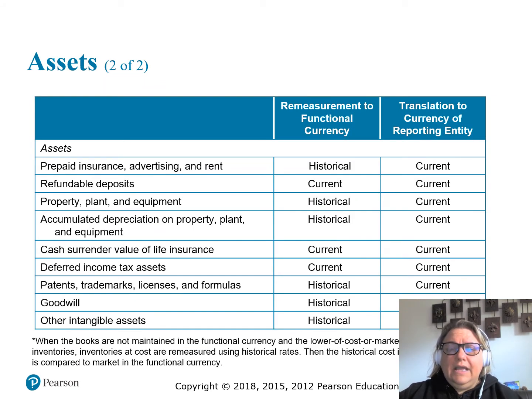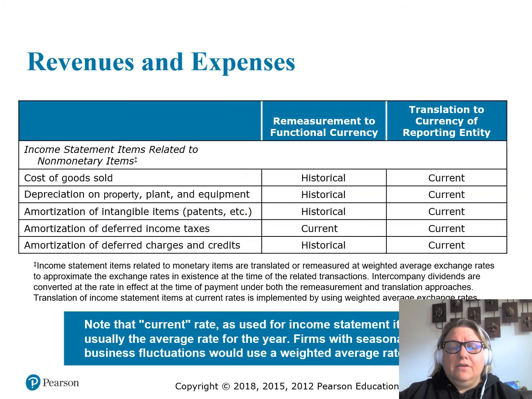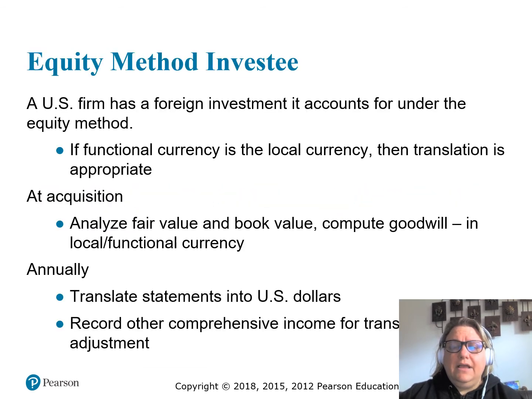All right. Again, same thing. Remeasurement is mostly historic. Translation is mostly current. And then there's a few things that are historical, current translation, those all have to do with stockholders' equity. All right, and again, same thing with revenues, expenses, mostly current for translation, mostly historical for remeasurement. Okay, so let's look at foreign investments.